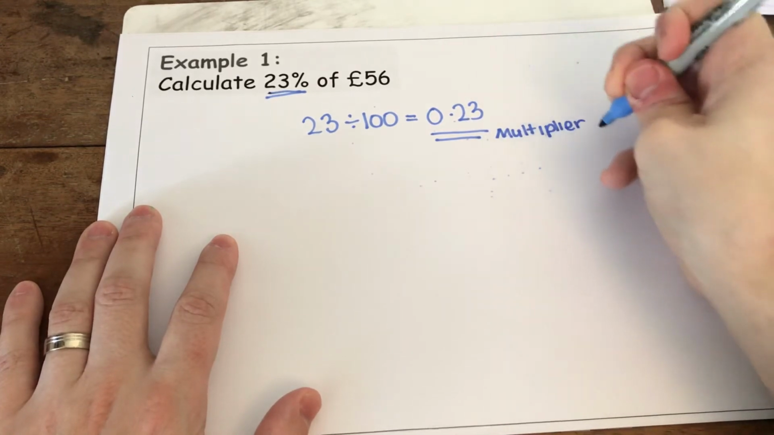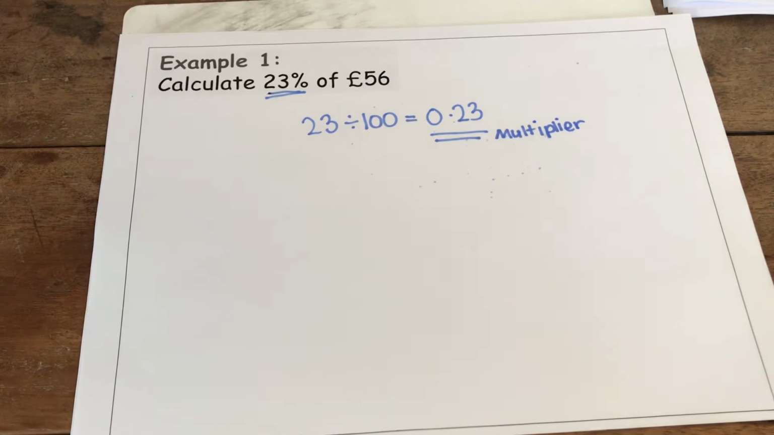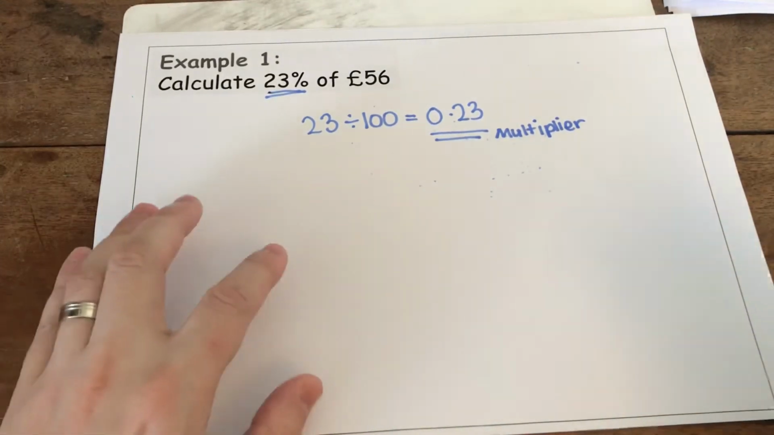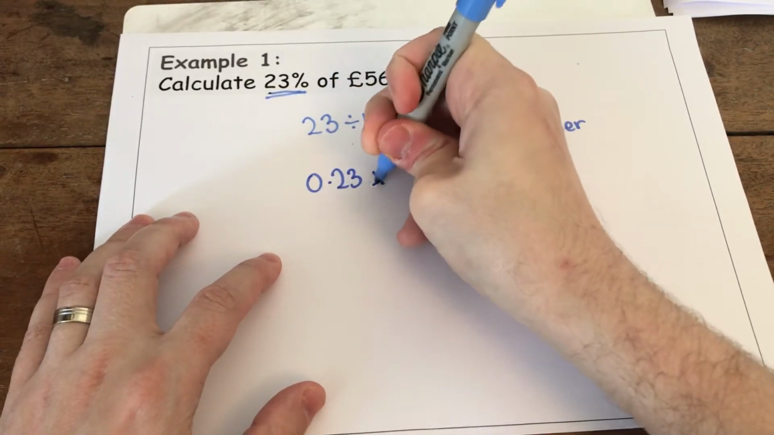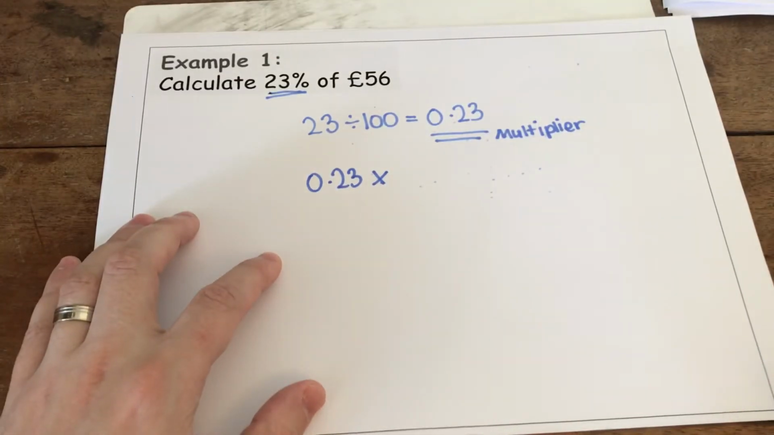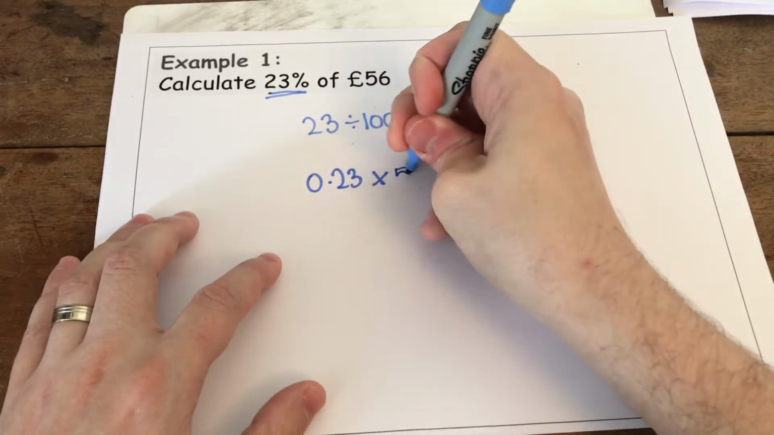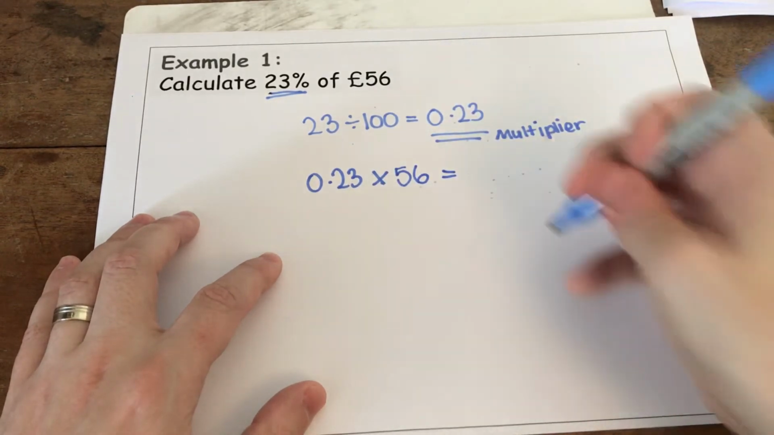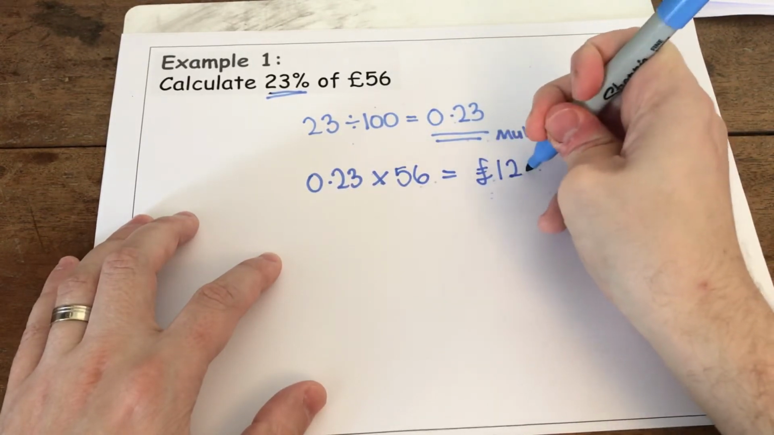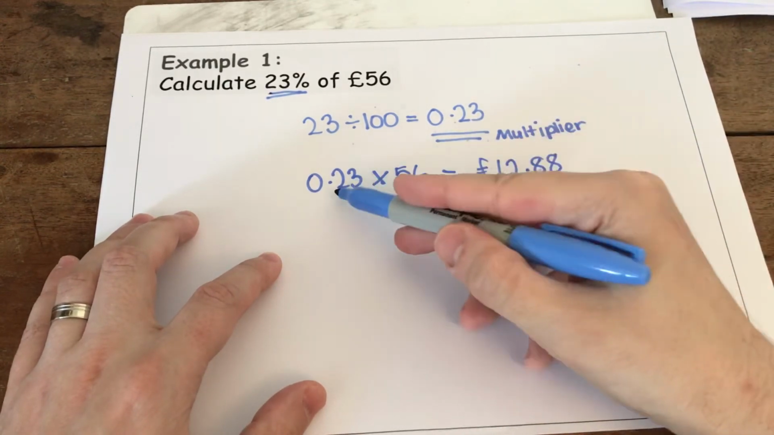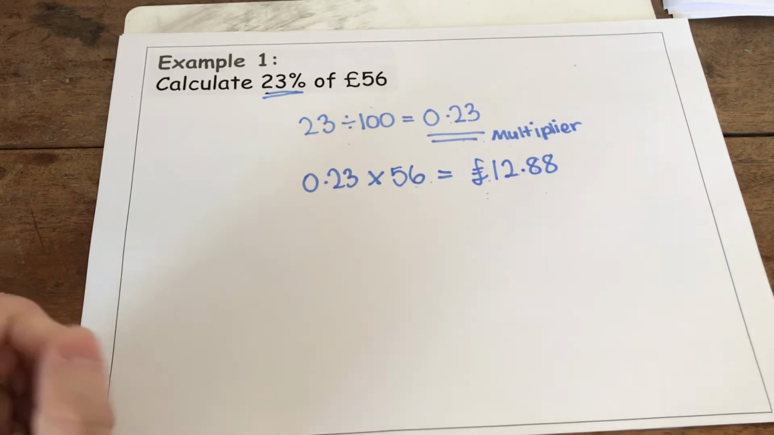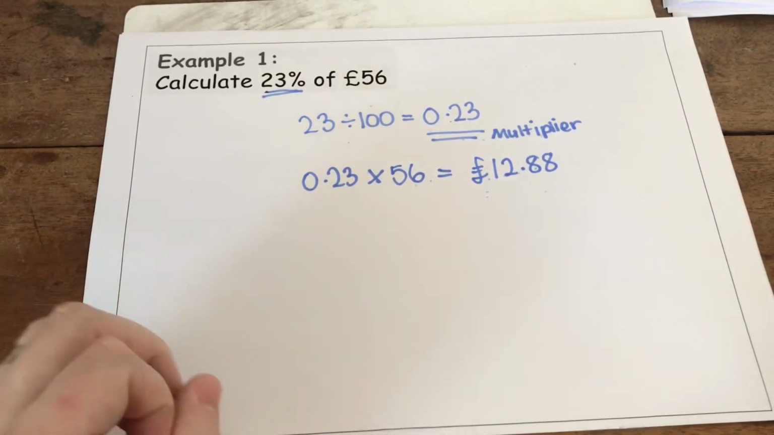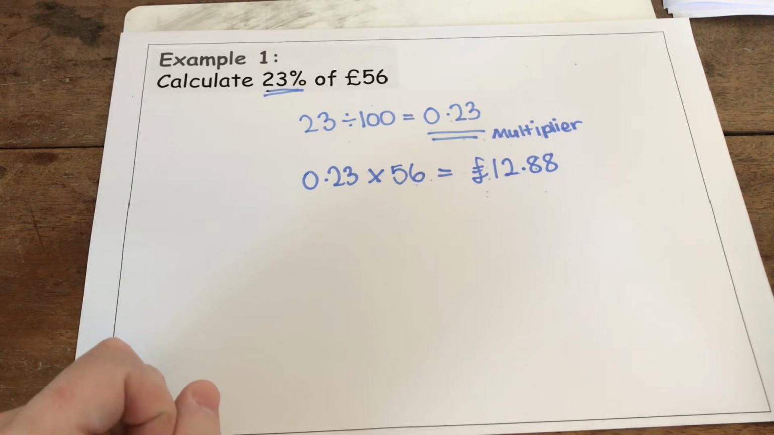I'm reinforcing this fact because later on in future years you're going to need to use your multiplier in more complex calculations. So we take our multiplier 0.23 and we multiply it by the amount that we're trying to find 23% of, and when we do that we get £12.88. If you put that into your calculator, 12.88 comes out, so you don't need to do anything extra. It just takes 2 steps to solve these problems.